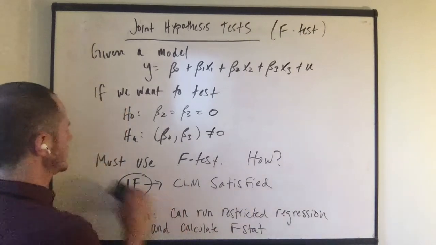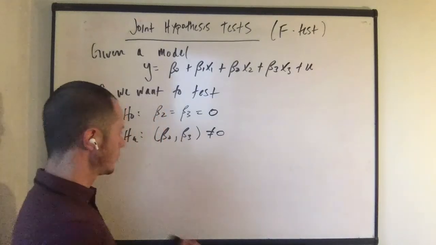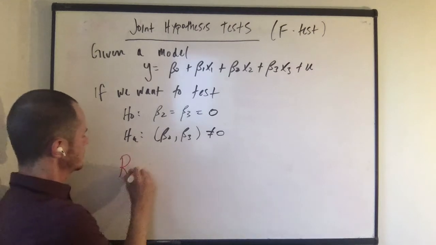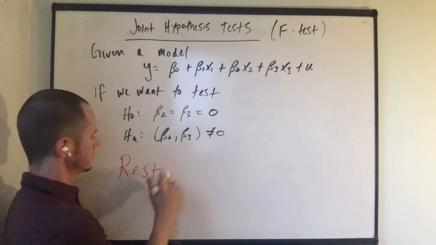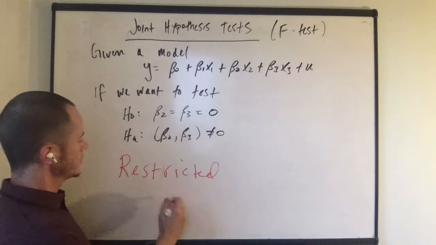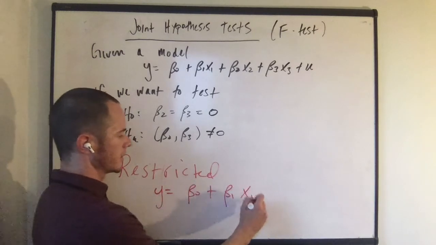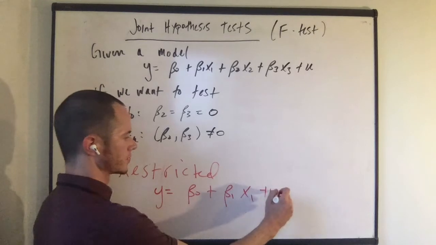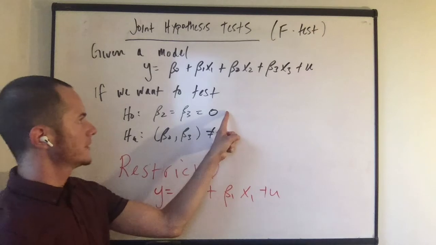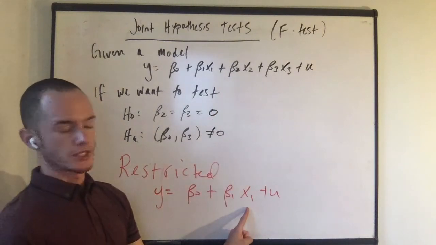So what does it mean to run a restricted regression? Let's look at that. The restricted regression essentially implements the null hypothesis. So the restricted regression is going to be the following. Restricted is going to be y equals beta naught plus beta 1 x1 plus u. You can see in the restricted regression, we have essentially implemented the null hypothesis where we set the coefficients on x2 and x3 equal to 0, so they don't show up in the restricted regression.